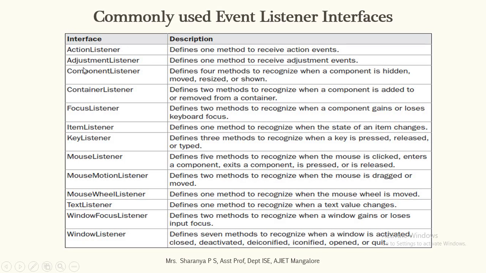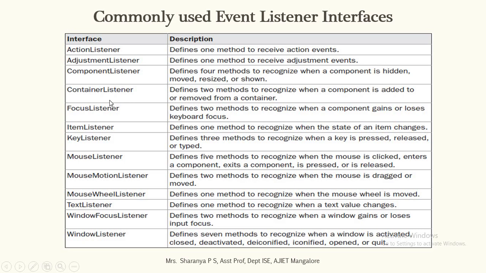And then the next one, adjustment listener. This defines one method to receive the adjustment events. These are event listeners which give some methods which will be used to handle the events. And the next one, component listener. Here it defines majorly four different methods, which will be activated if events are generated by a component getting hidden, moved, resized or shown.